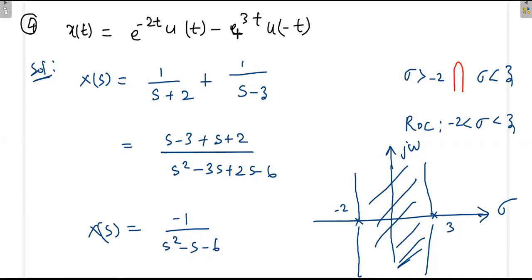Fourth problem. When you put t equal to infinity, e power minus infinity is 0. And when you put t equal to minus infinity here, already this is plus, we are at negative time, so even then we get 0 only. So this system is stable. But it is non-causal, because one part is defined for positive time and the other is defined for negative time. So this is non-causal. Then next one.